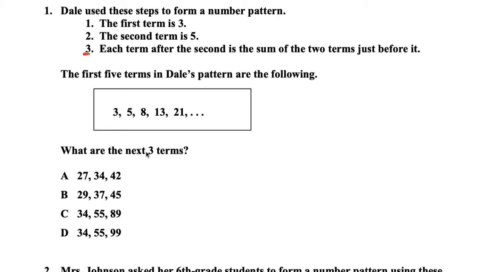So they're asking for what are the next 3 terms. Well, all we have to do is add the last 2 terms up. So if we add 13 plus 21, that's going to give us 34. Then if we add 34 and 21, 34 plus 21 is going to be 55. So 34, 55. And then 55 plus 34 is going to be 89. And this will be answer choice C.